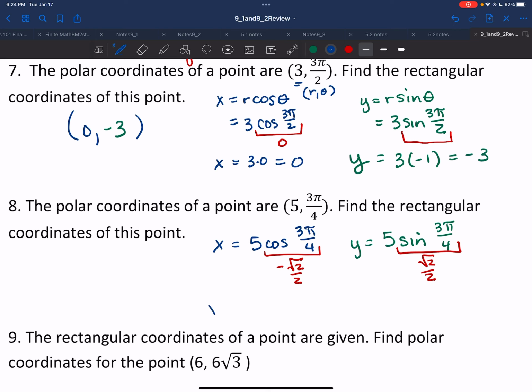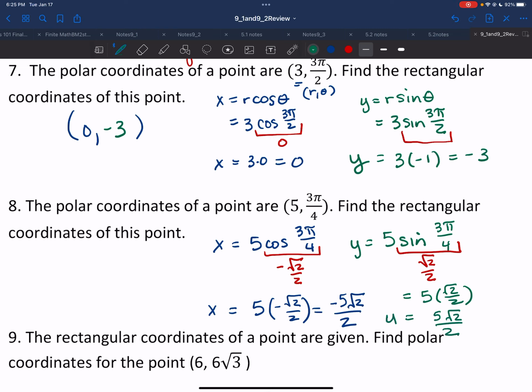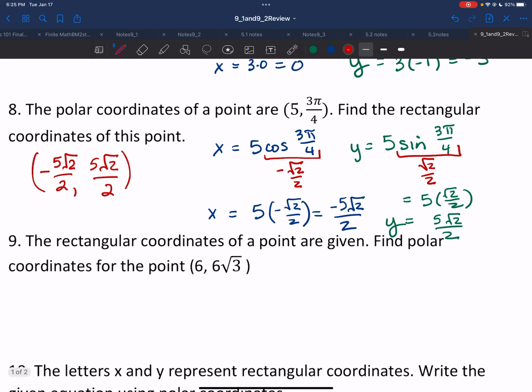So I'm going to have an x value of 5 times negative root 2 over 2, and I'll just smash that together. So I have negative 5 root 2 over 2. My y will be 5 times root 2 over 2, and again, I'm just going to smash it together. So 5 root 2 over 2 is going to be my y. So my coordinate is going to be negative 5 root 2 over 2 and 5 root 2 over 2. So there we go for 8.